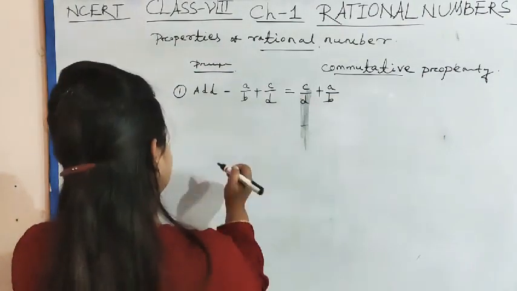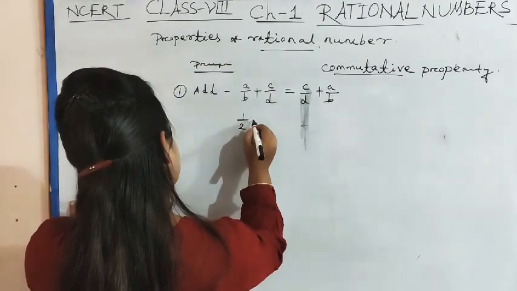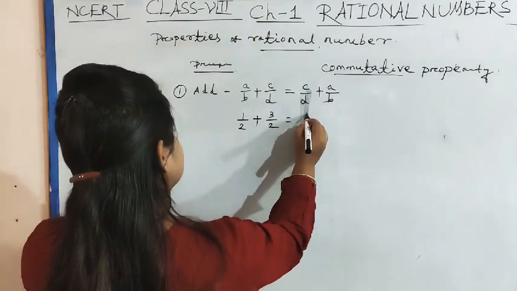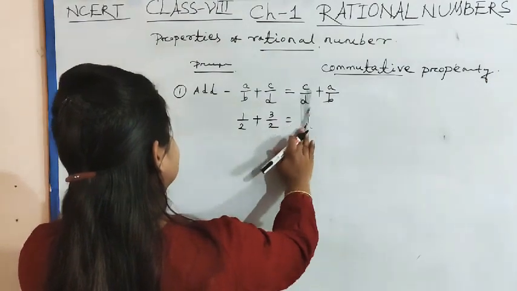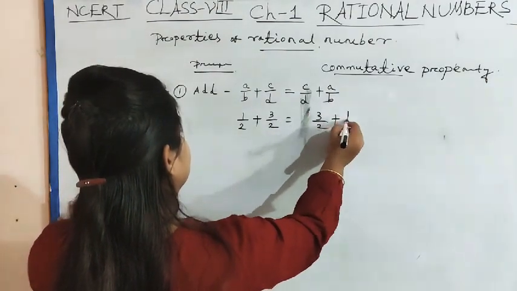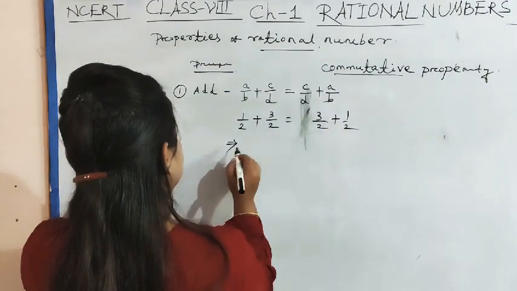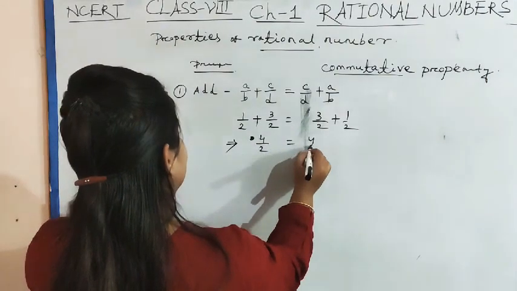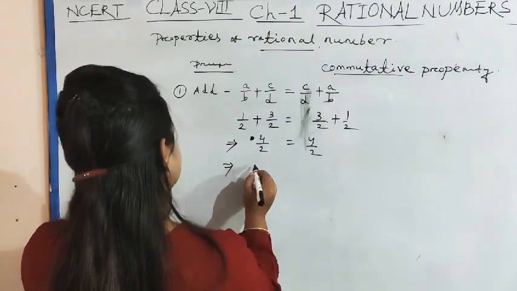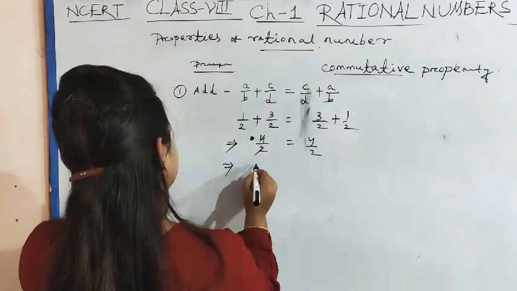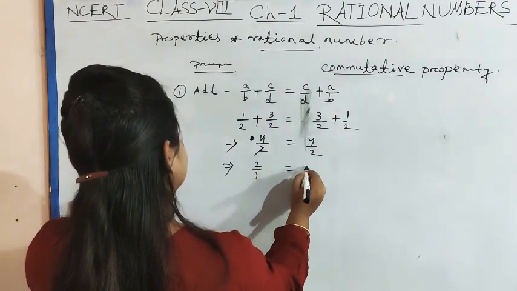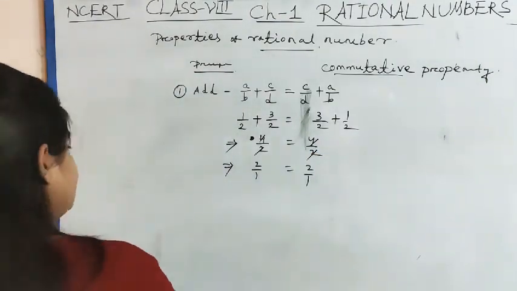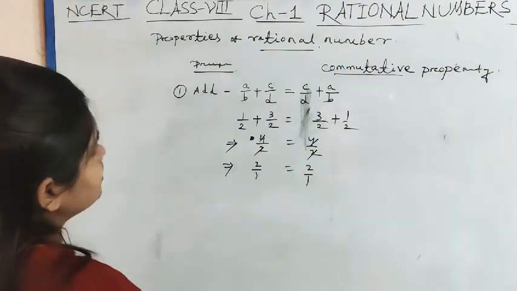Okay, let us check. Suppose 1 by 2 is one rational number, 3 by 2 another rational number. So you change 1 by 2, 3 by 2, 1 by 2. Therefore 4 by 2 is equal to 4 by 2. Okay, then if you cancel it, it's 2 by 1, there also 2 by 1. Yes, same answer. Means addition is under the commutative property.